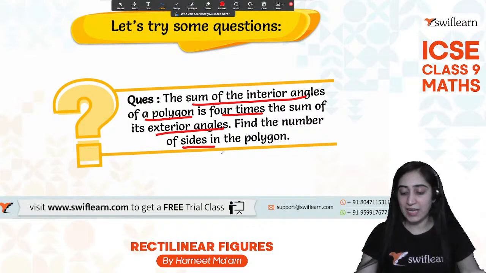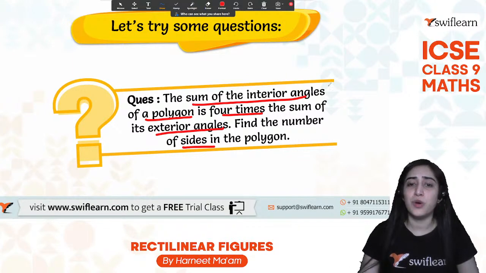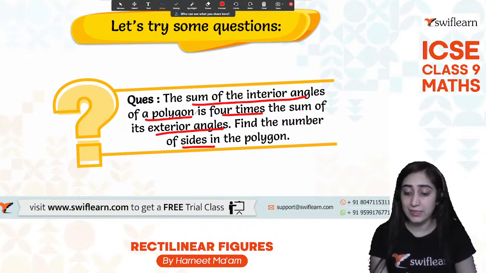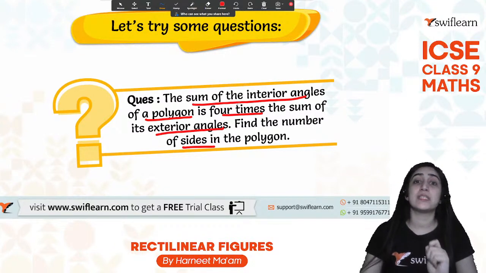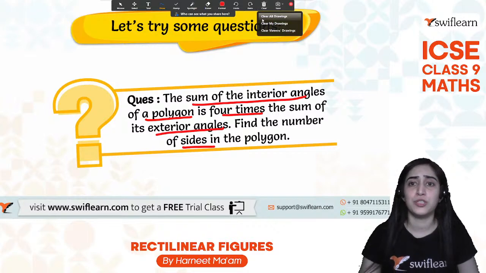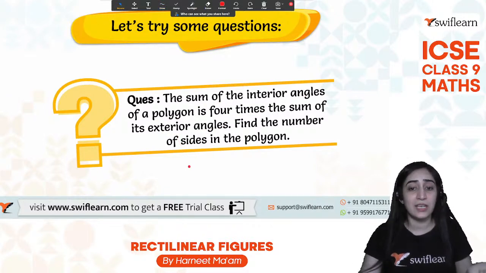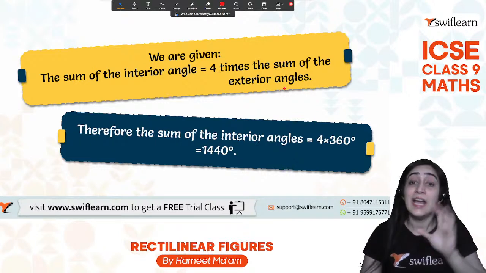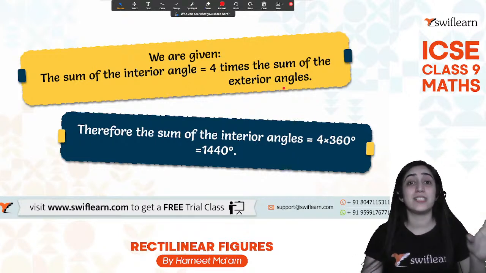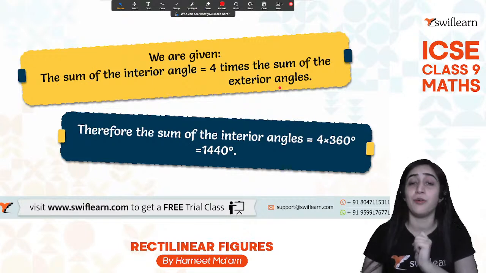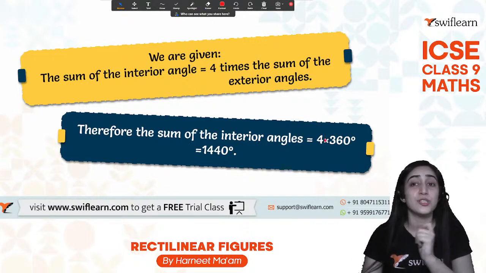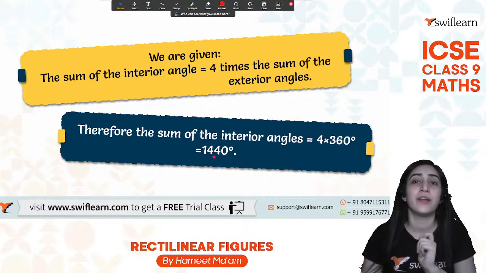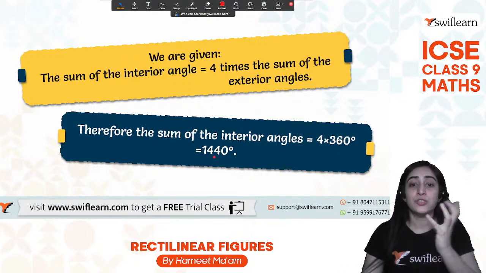All right, so let's see how we can do this. What does the question say? Let us first understand: the sum of interior angles is 4 times the sum of exterior angles. And we always know that the polygon's sum of exterior angles is 360 degrees. Very good. So we'll do 4 into 360 degrees. Multiplying these, we got 1440 degrees. So this is the sum of interior angles.